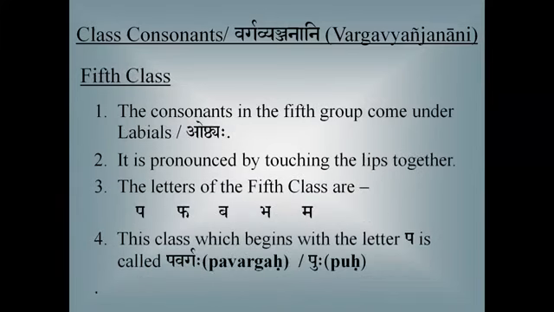Then the last class, where the letters belonging to this group are pronounced with the help of lips. Without the lips, you cannot pronounce these letters. Say, for example, pa, pha. The lip touches and then opens up. Ba, bha, ma. These are called labials. So gutturals, palatals, cerebrals, dentals, labials. 5 classes, each class having 5 consonants and the respective place of pronunciation, we know.